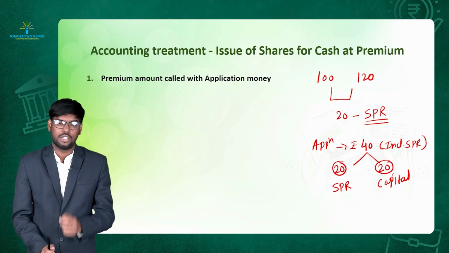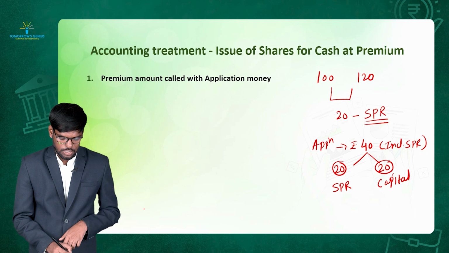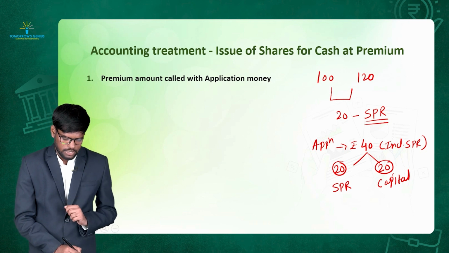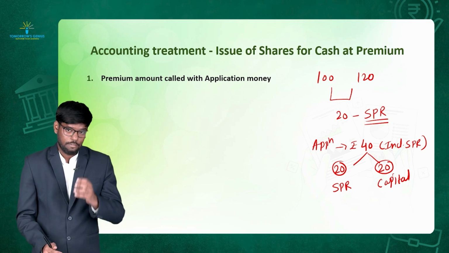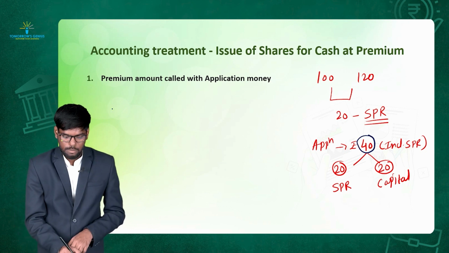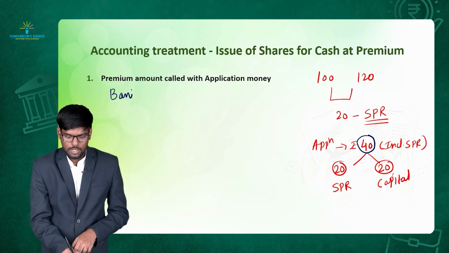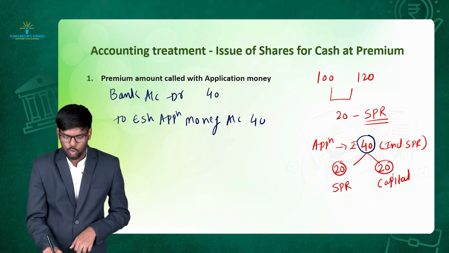Now we know the first journal entry that we have to pass at the time of application stage is nothing but receipt of application money. There is no change in that journal entry, so that journal entry will remain the same, that is nothing but receipt of application money. If I am receiving money, how much? I am collecting 40 rupees from the shareholder. So I will be debiting what? I will be debiting bank account. Bank account debit to equity share application money account. So I have collected 40 rupees from the shareholders.